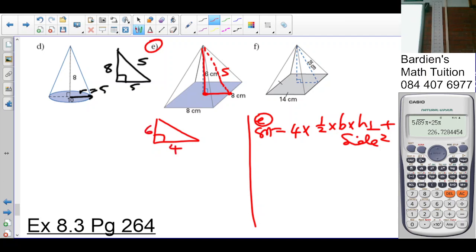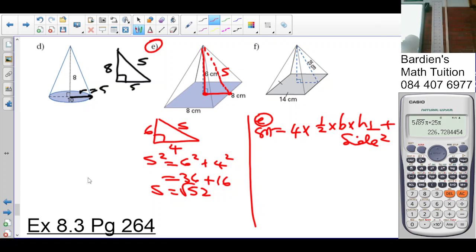Perpendicular height is 6. So the slanted height, s squared is equal to 6 squared plus 4 squared, which is 36 plus 16, which is 52. The square root thereof will be your slanted height. Not so? Which is also the perpendicular height of this triangle here, and which you have 4 of.